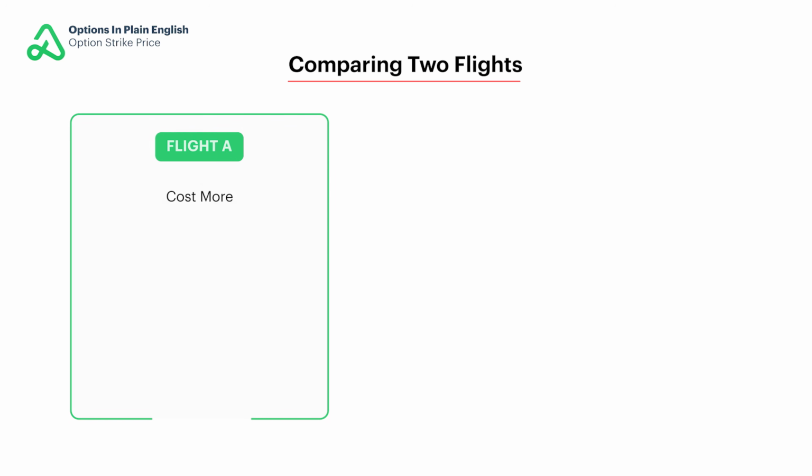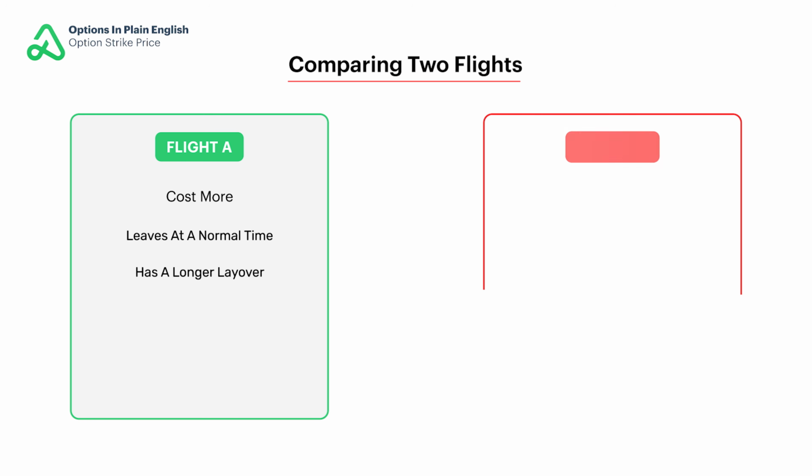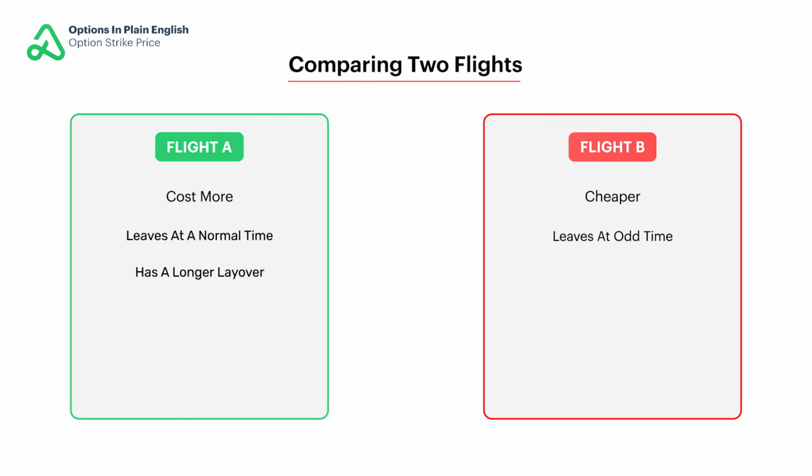Let me make that real. It's like you're at an airport and you're choosing between two flights. Flight A costs more, but it leaves at a normal time and has a layover that actually makes sense. Flight B is cheaper, but you have a 35-minute window in a different terminal. And if anything goes slightly wrong, you might be sleeping at the airport. That's strike selection. The cheap strike usually comes with a catch. It needs everything to go perfectly.